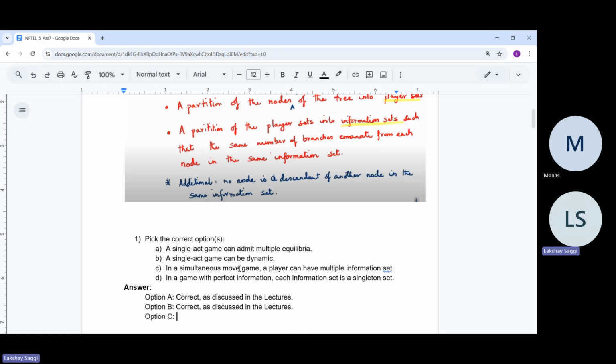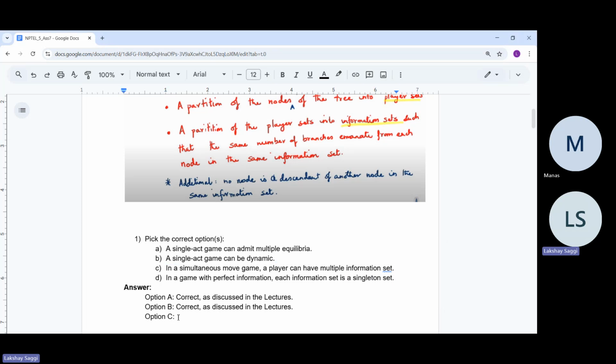And so option C is, in a simultaneous move game, a player can have multiple information sets. Suppose both the players are playing simultaneously. What do you think, Manas? Will this be correct? In a simultaneous move game, can a player have multiple information sets? Okay, Manas is writing no in the chat. Good job, Manas.